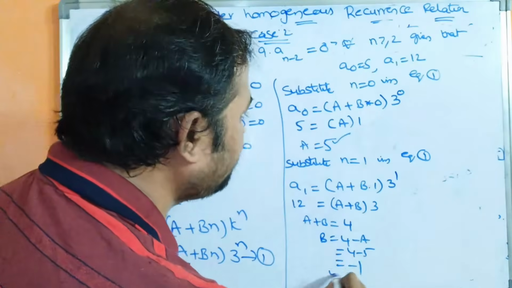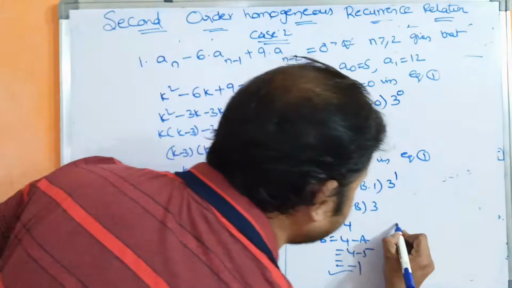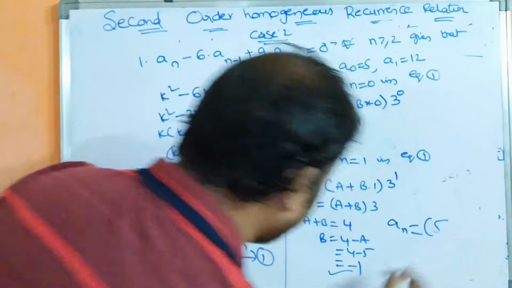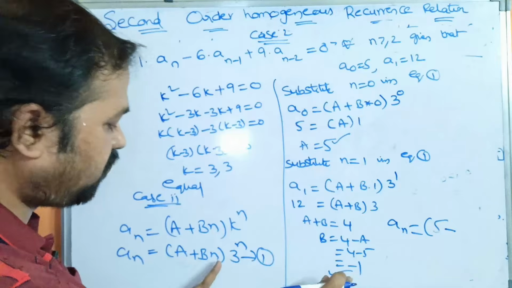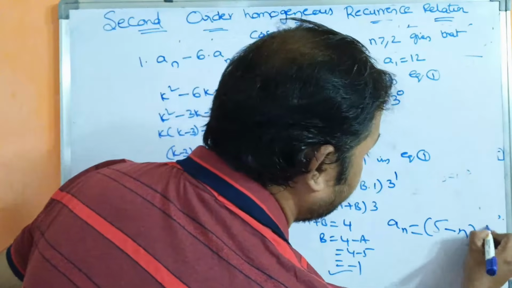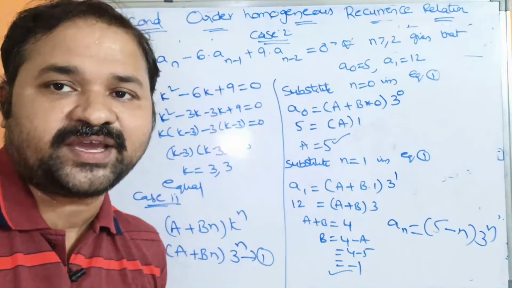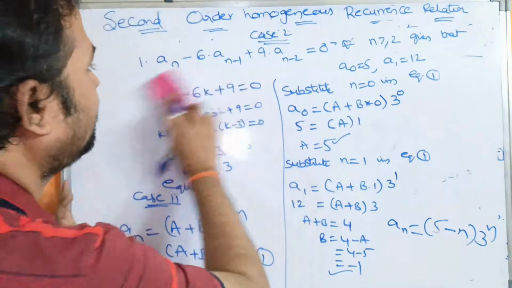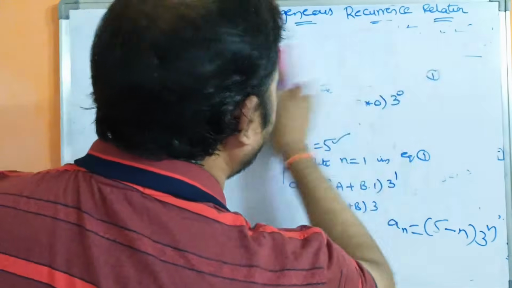Now we know the a value and the b value. Let us substitute those values in this equation. So the general solution for this recurrence relation is an is equal to a plus bn into 3 power n, that is 5 plus bn, and b value is 1, so 1 into n means n, into 3 power n. So this is the general solution for this problem, and it comes under case 2. Okay. In the examination, a problem will be given, so based on the problem, we have to solve the problem.